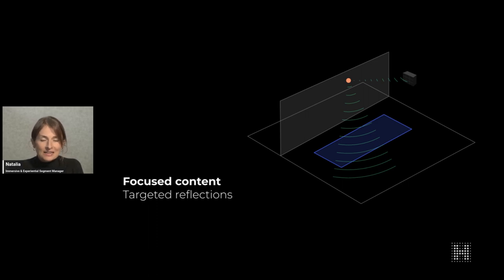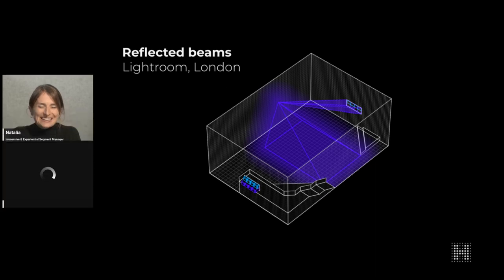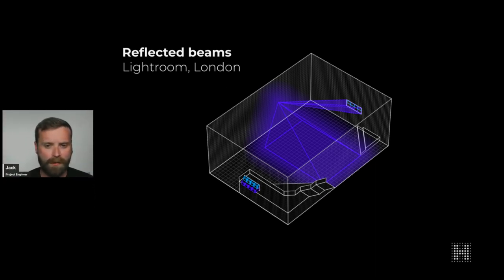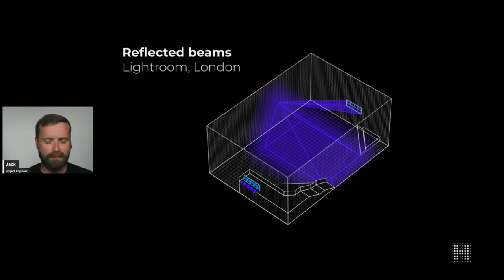This is something, again, we utilized within Lightroom. So I'll hand over to Jack to tell us more about that. Yeah, so as mentioned, we were only able to position arrays in these either ends of the room. But it was also key to have sound localized from these large projection surfaces at certain points during the show. So the way we did that was utilizing our wavefield synthesis capabilities and using these reflections.